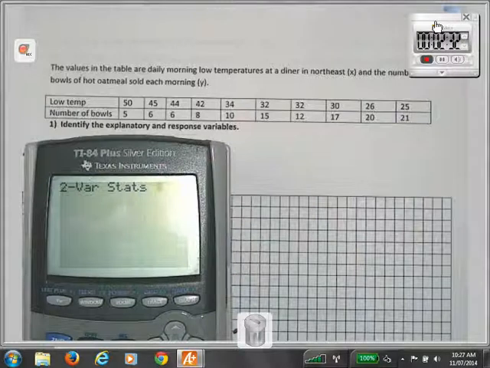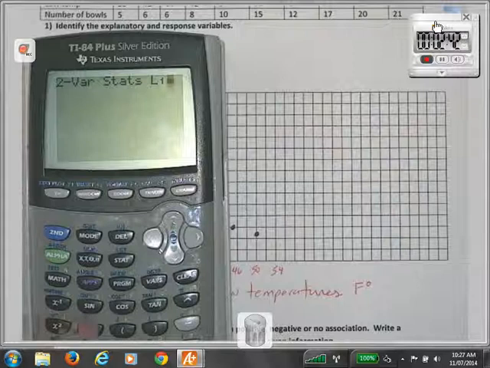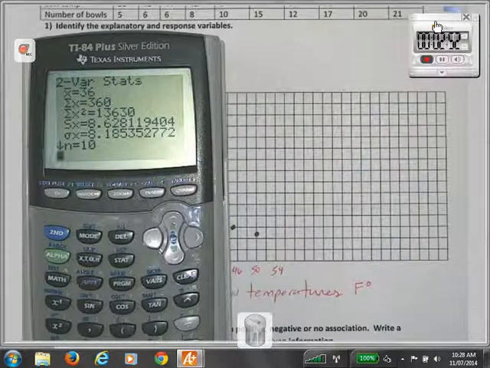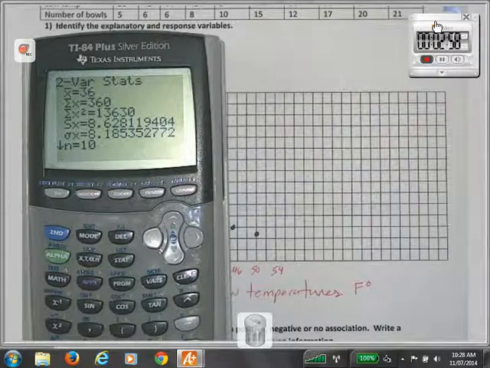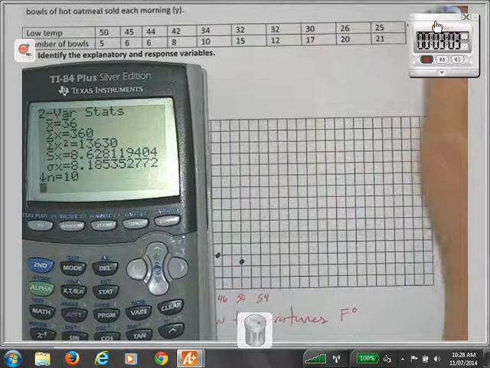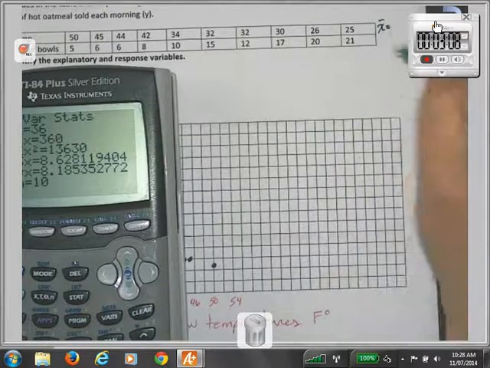If you put it in list 1 and list 2, then you're going to go second and the number 1, comma key, which is just over the number 7, and then second and the number 2. When you've got this on there, hit Enter, and you're going to get a whole lot of data here. This arrow tells us that there's a lot down below. So go ahead and record your x bar. We'll say that x bar here is the average of the low temperatures, and that is 36 degrees.